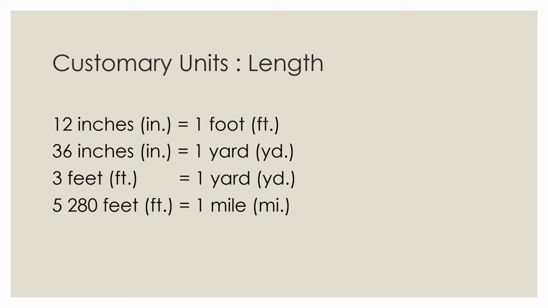Why customary? This is the English system, no? So, 12 inches is equal to 1 foot. 36 inches is equal to 1 yard. 3 feet is equal to 1 yard. And 5,280 feet is equal to 1 mile. Okay. Now, remember, we will be needing this conversion.